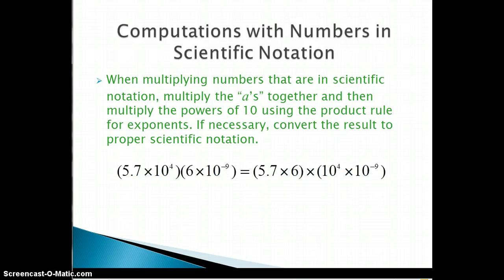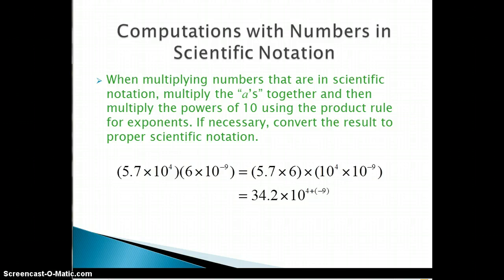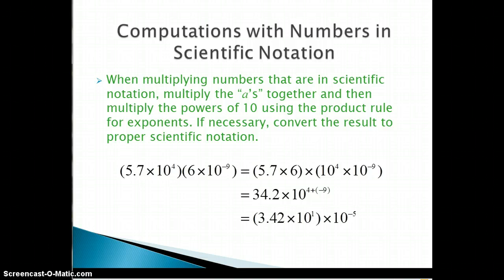Here's another example. So here we multiply the a's together, and then we're going to combine the powers of 10 together. 5.7 times 6 is 34.2. And then when we multiply the 10s together, we add the exponents. So we end up with a negative 5 as the exponent on the 10, but the 34.2 is not between 1 and 10.